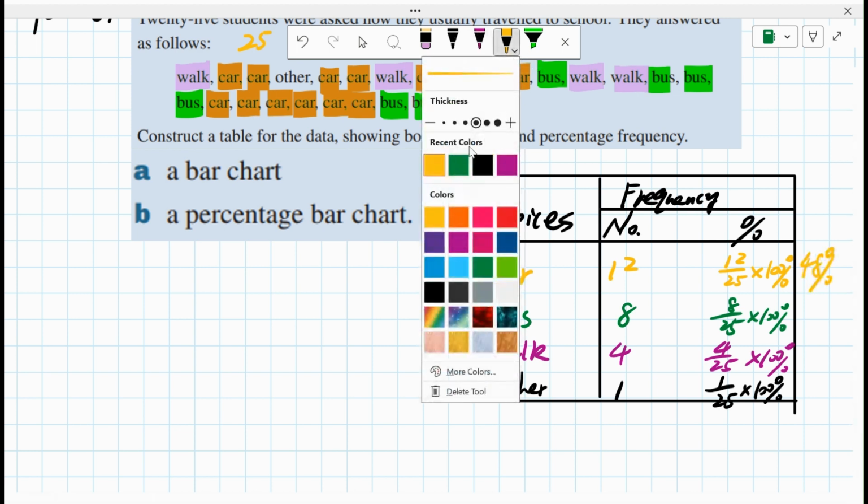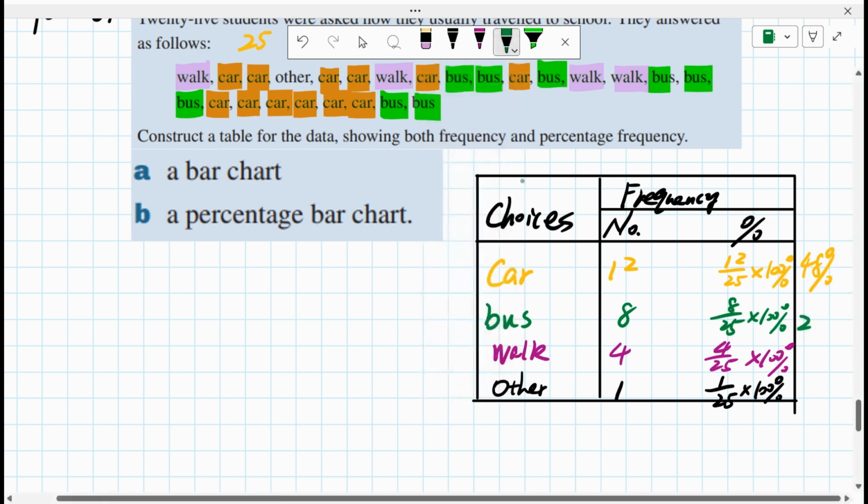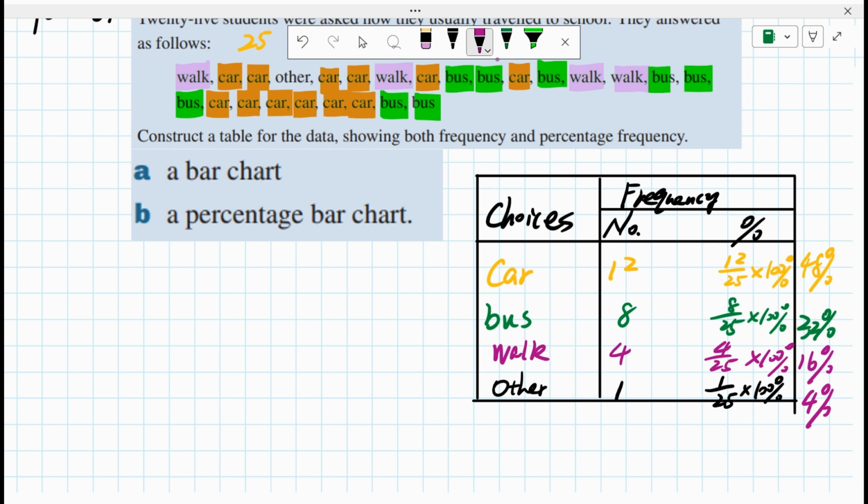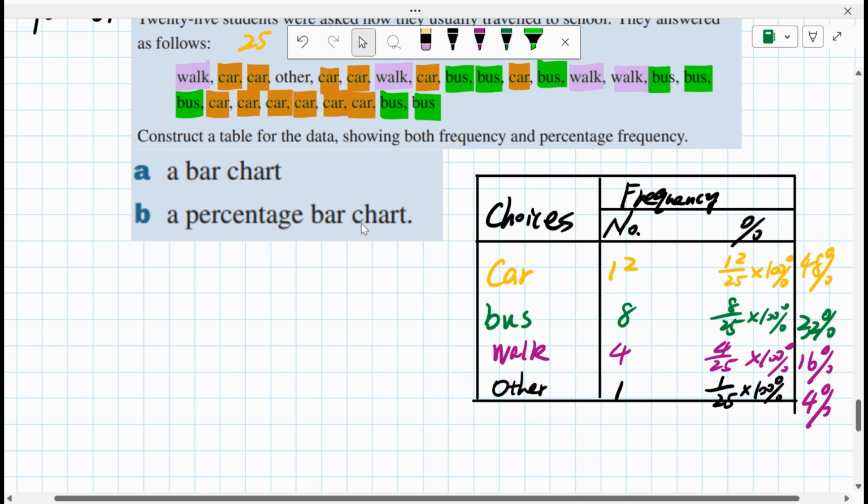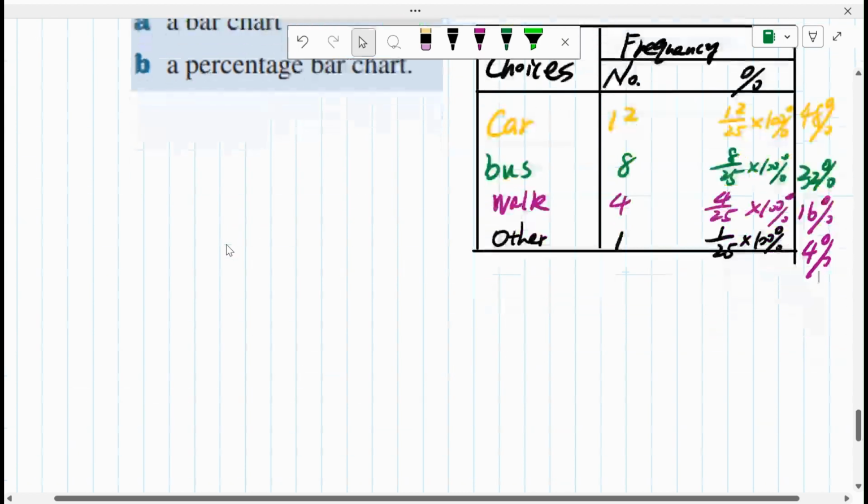And 32% for bus, and 16% for walk, and 4% is for others. So adding all together, that should be 100%. So turns out perfect. We have 100% in total. That's the frequency table we had, and now we're gonna make the bar chart.